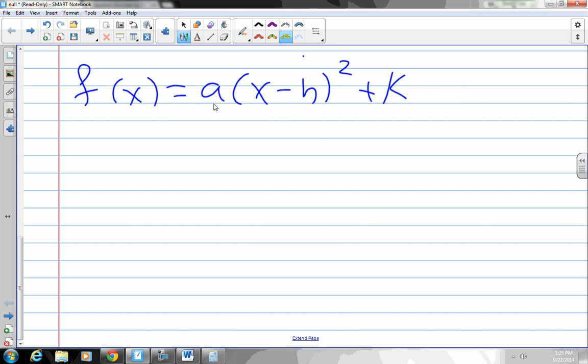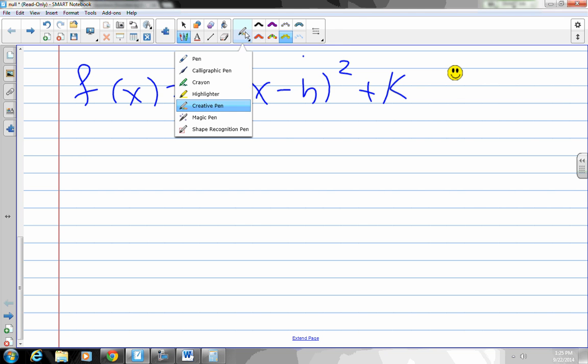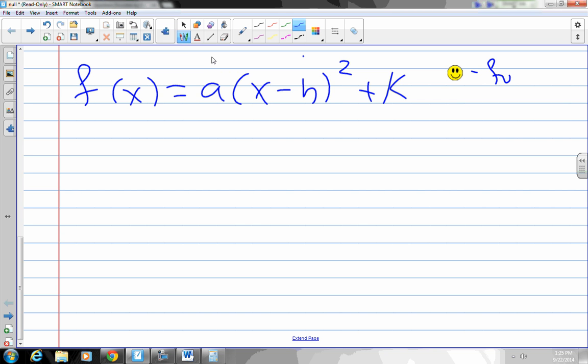Where is my happy form? Happy form. So right away, the vertex is going to be at (h, k). Right? You go h left, right. If h is positive, you go to the left. If h is negative, you go to the right. And k up and down.